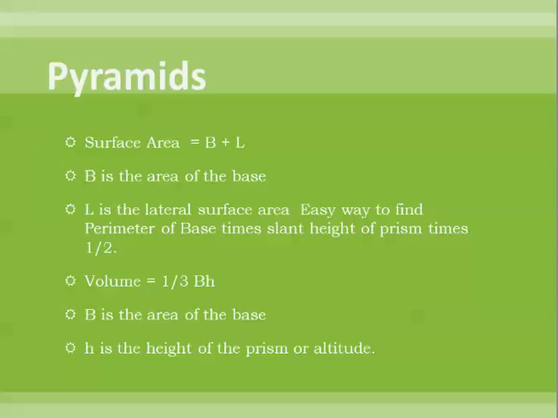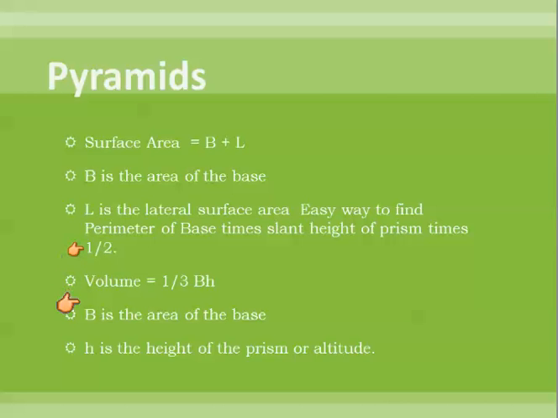Pyramids get a little tougher because we only have one base on a pyramid, so the formula is slightly different. The surface area of a pyramid is the area of the base plus the lateral area. Now the base could be those same types of shapes again, so that one's fairly simple, but it's the L that is confusing, the lateral surface area. The easy way to find this is to find the perimeter of the base times the slant height of the pyramid. The slant height is the one that goes up the side, not one of the edges. It has to go up the side of the pyramid, okay? And then you're going to just divide that whole thing by 2.